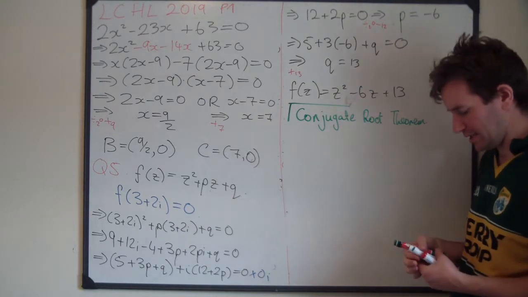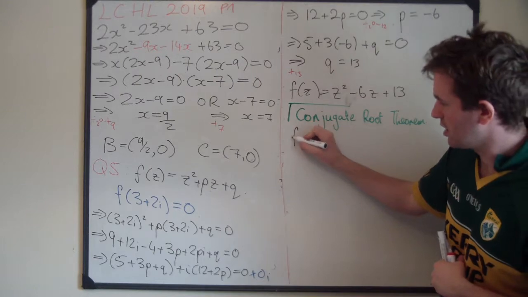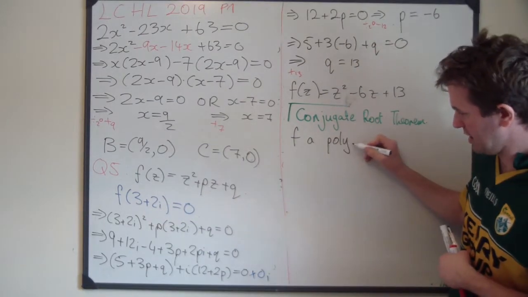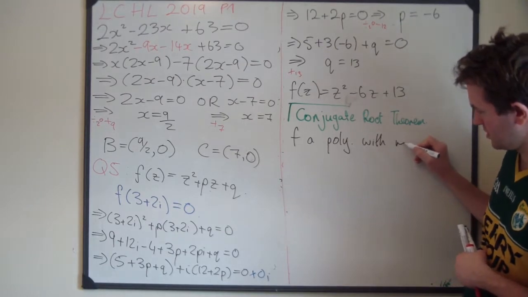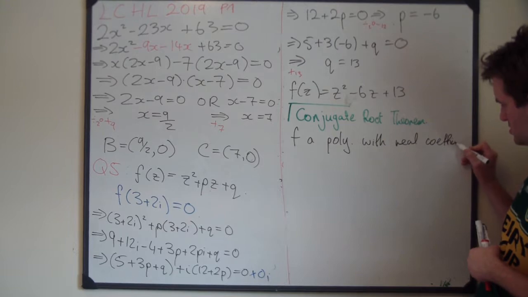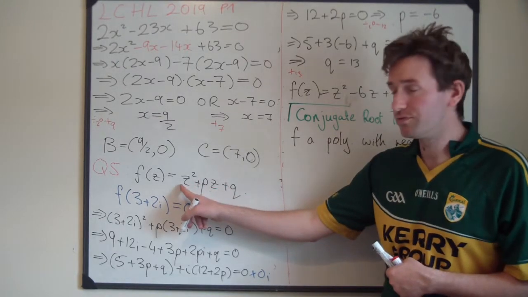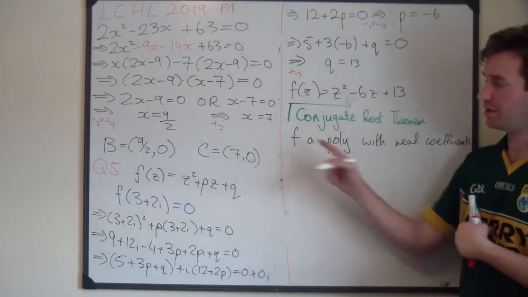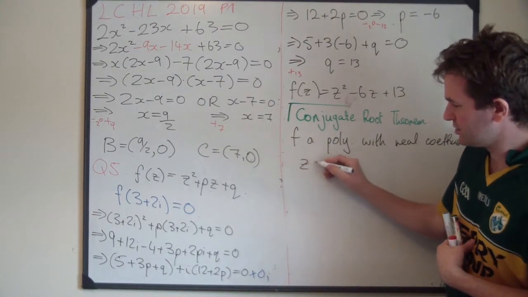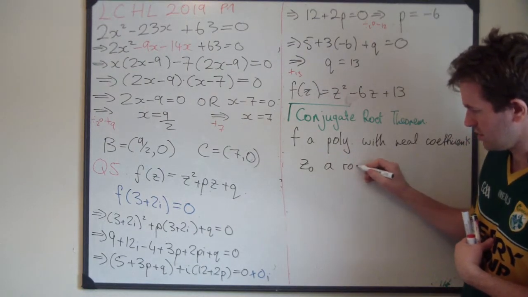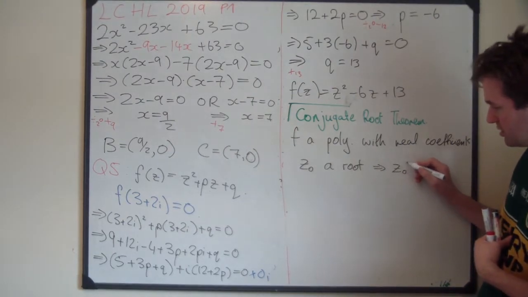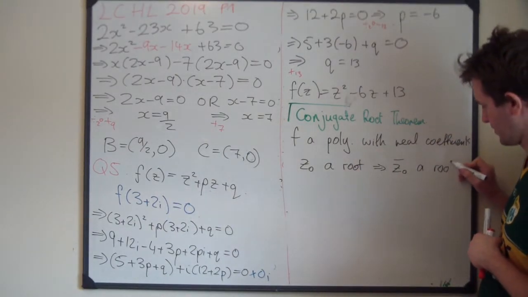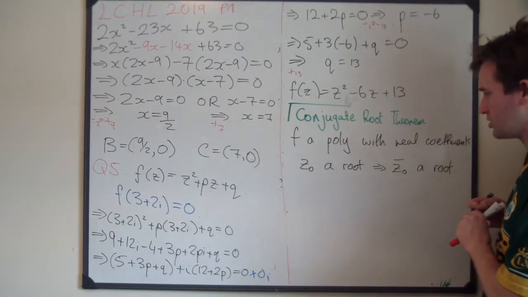What the conjugate root theorem says is that if f is a polynomial, so polynomials are sums of powers of z, like this one, with real coefficients. So the coefficient of z squared is 1, that's a real number. p and q in the question are real numbers. So this is a polynomial with real coefficients. Then if z0 is a root, it implies that its complex conjugate, where you change from plus i to minus i or minus i to plus i, is a root. Okay, so that's the conjugate root theorem, and you could use that here.